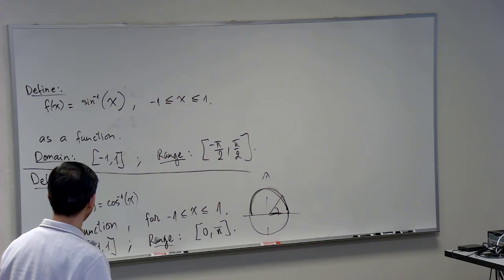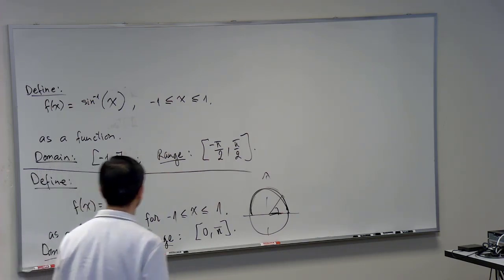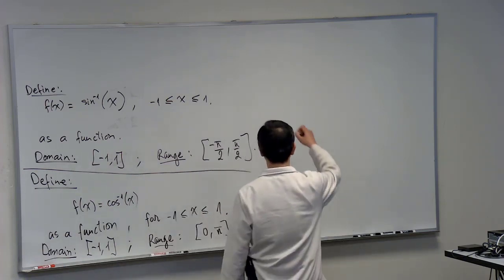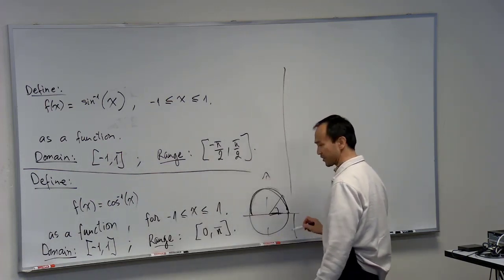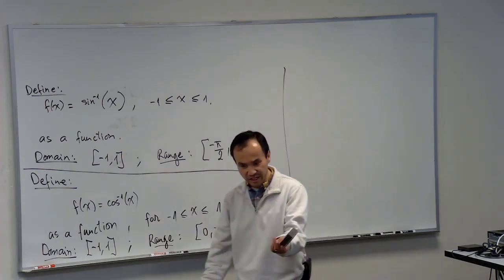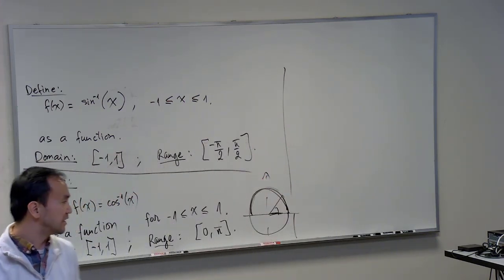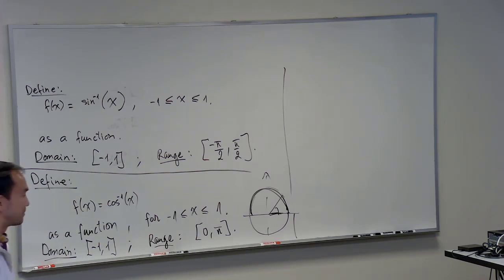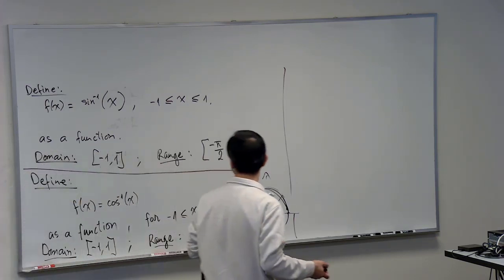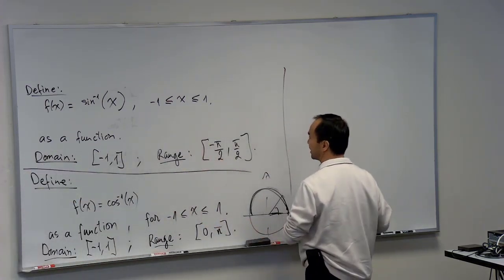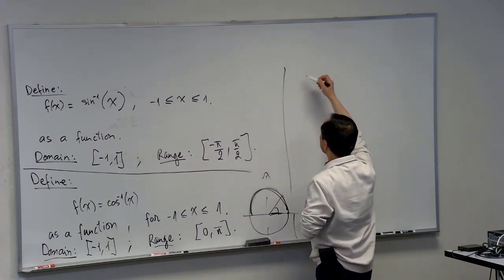We got the domain and range for our cosine inverse function. And then tangent can also be defined as an inverse trig function. The same goes for the secant inverse, the cosecant inverse, and the cotangent inverse. We can define a function based on those as well. But let's mostly focus on the sine inverse, the cosine inverse, and the tangent inverse.